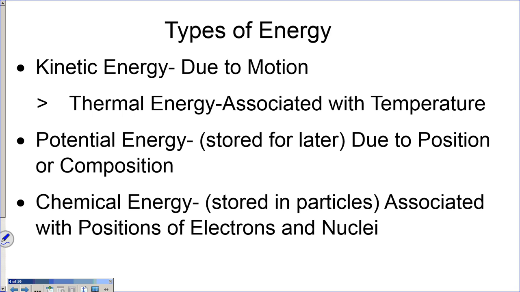Whereas chemical energy is stored in the individual particles. So this tends to be associated with positions of electrons and nuclei. If we're adding energy and the electrons are becoming excited, that is referring to the chemical energy of a substance. Or with nuclei, if you remember back to nuclear chemistry from Chem 1, those larger nuclei that could not hold themselves together would decay and give off these energy particles. That's a form of chemical energy.